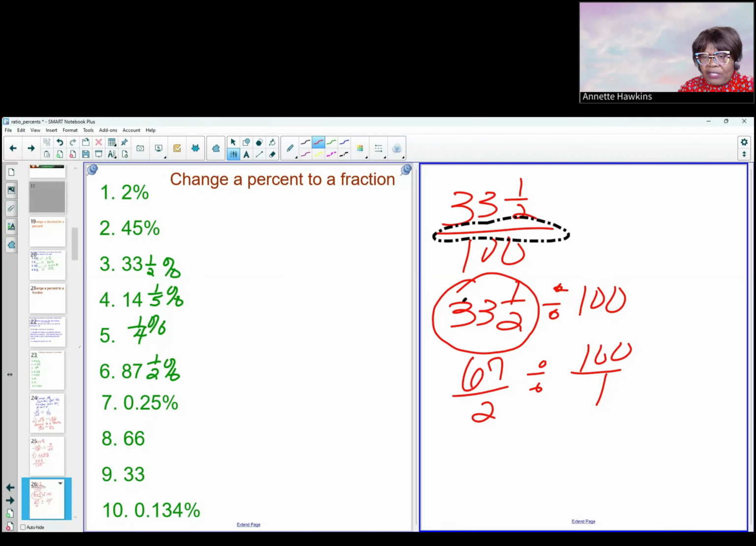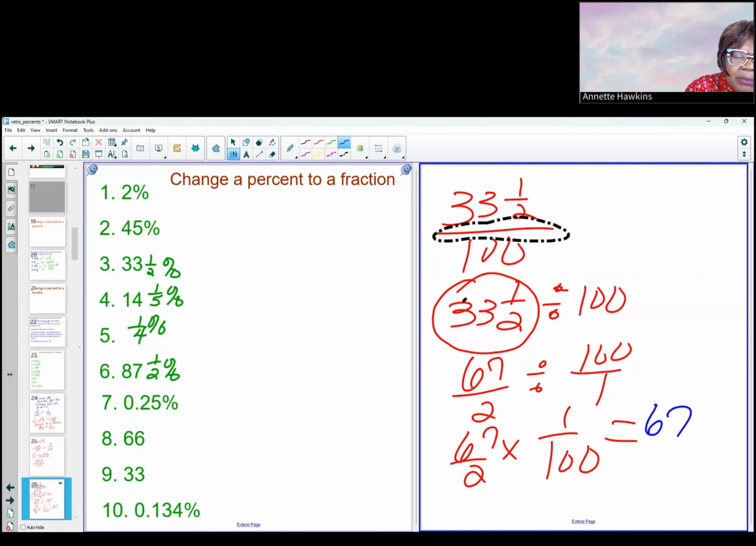And we know how to divide fractions. Dividing fractions, you need to flip the right one. And which one is the right one? The one on the right. Flip means turn it over, get the reciprocal. So we have 1/100. Now, how do we multiply fractions? It's the top times the top and the bottom times the bottom. So we have 67 over 200. This is what the fraction equivalence of 33.5% is. 67 200ths.